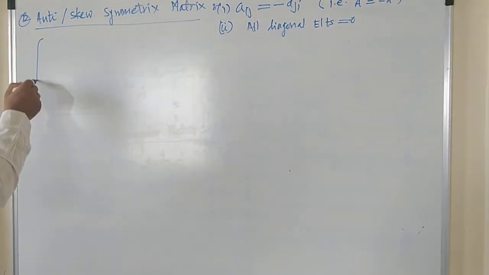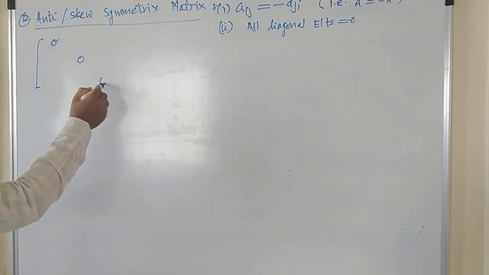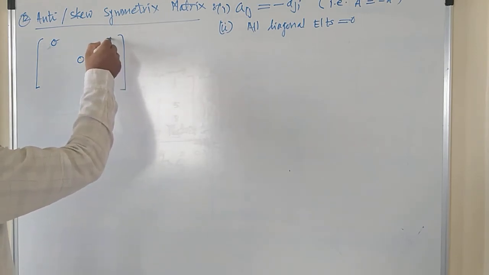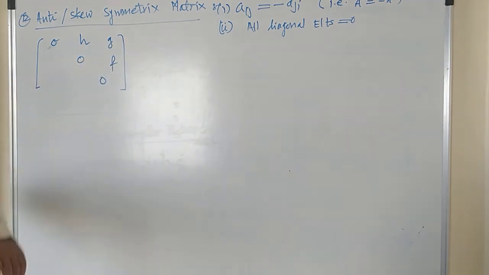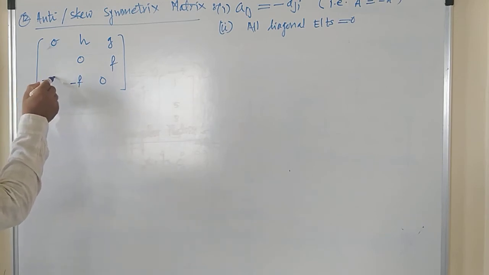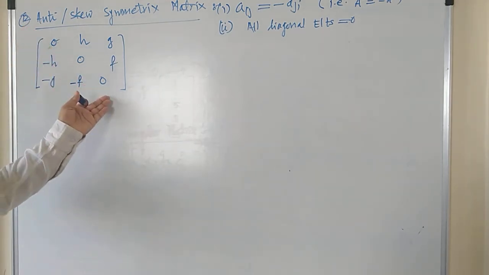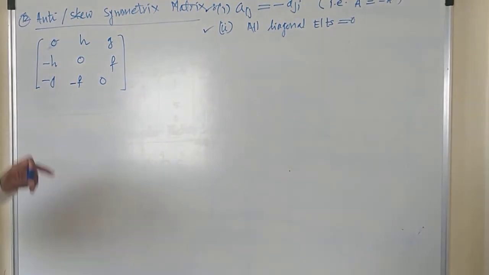For an example of this matrix, let us again consider. The diagonal elements are 0, so you must take the diagonal elements equal to 0. Non-diagonal elements, let us say F, G and this is H. This F, G, H must be equal to minus these elements. So this must be minus F, minus G and minus H. So this is an example of a skew symmetric or anti-symmetric matrix. All diagonal elements are 0. First condition is met. The second condition is Aij is equal to minus Aji.